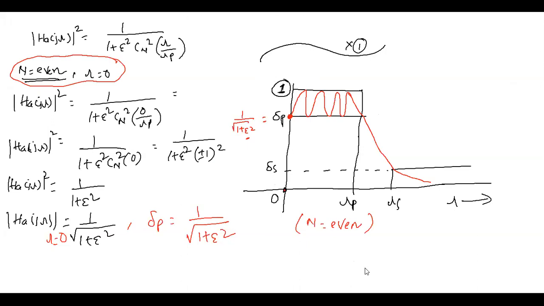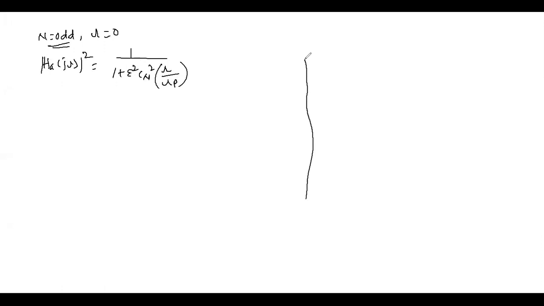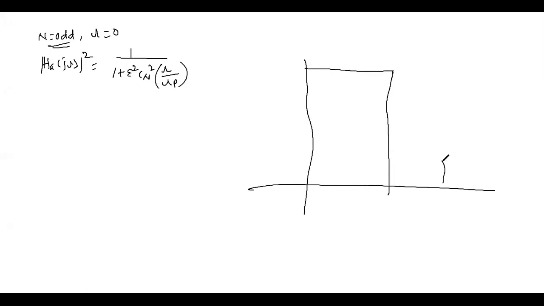Now we have seen n equals even is over. Now next condition: let n equal r. Then the magnitude response is again |H(j omega)| square equals 1 by 1 plus epsilon square Cn square of omega by omega p. Now n equals r and omega equals 0. Obviously omega equals 0 because we want to know the starting point of the filter. Yes or not? Okay.